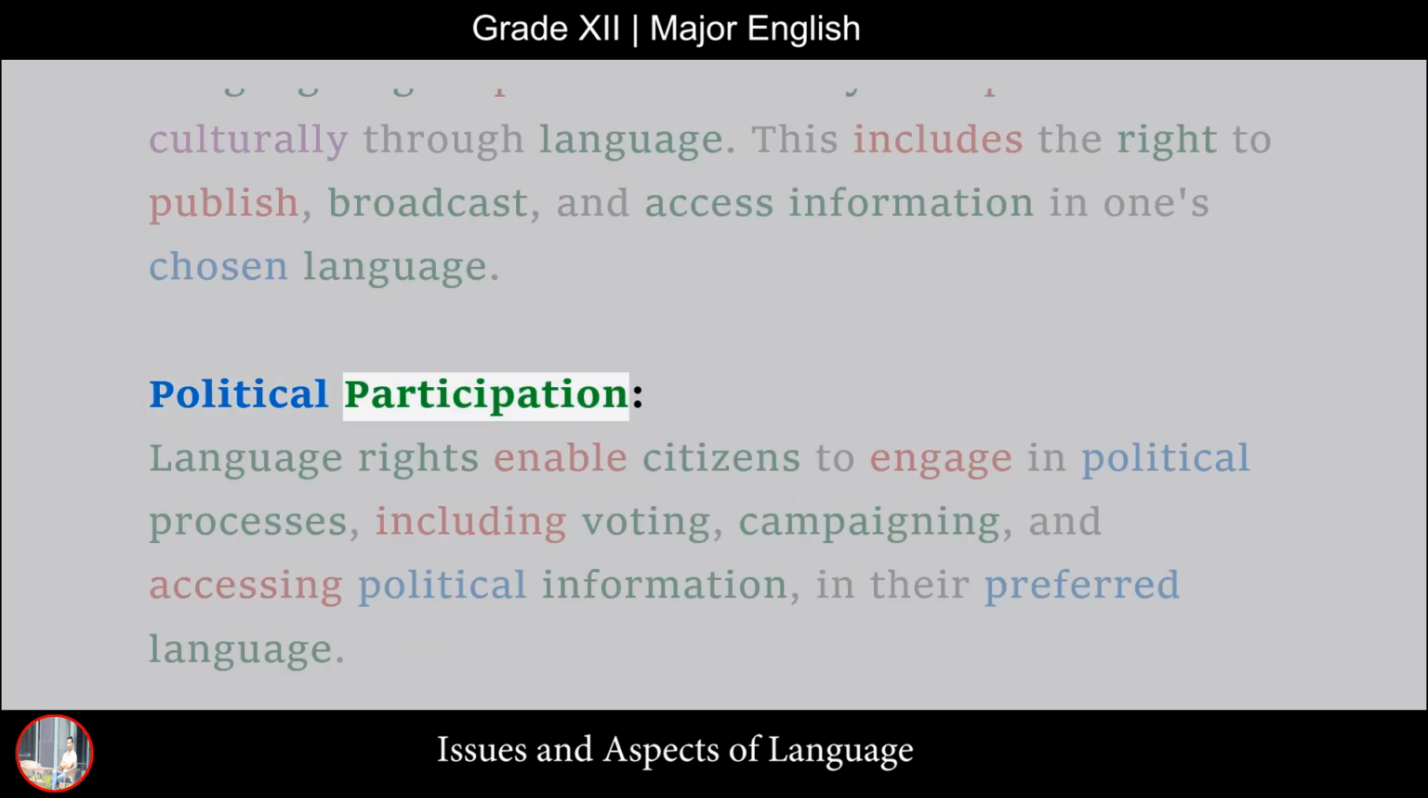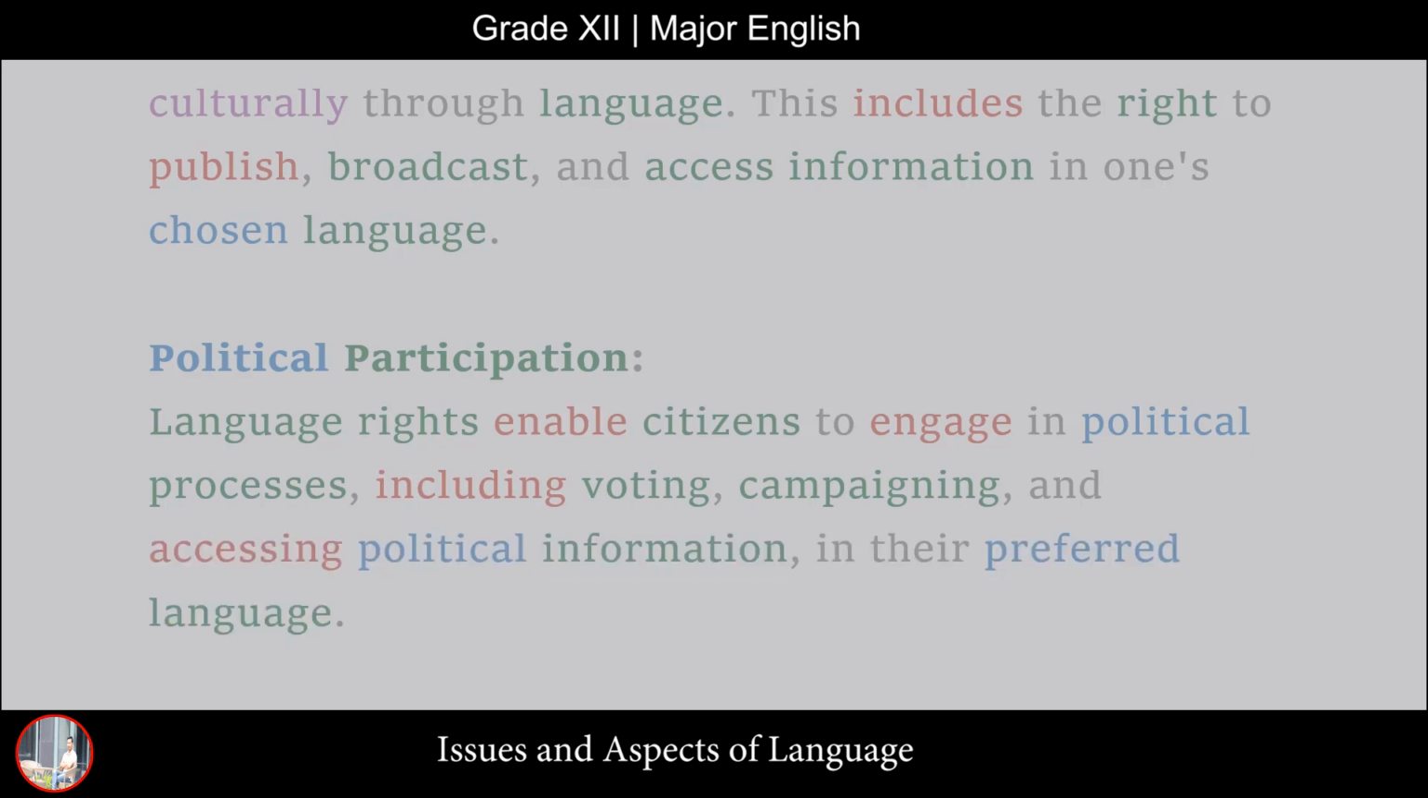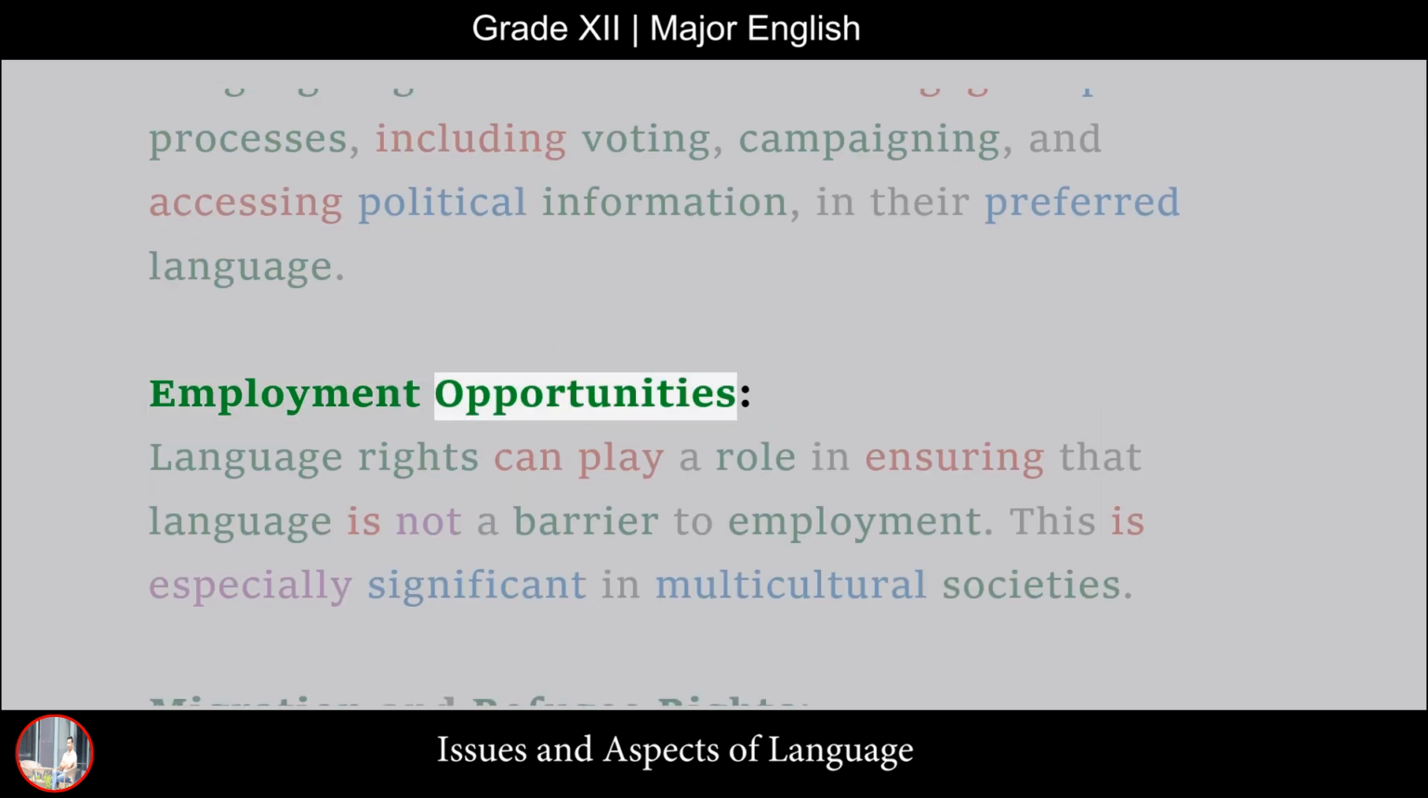Political participation. Language rights enable citizens to engage in political processes, including voting, campaigning, and accessing political information in their preferred language. Employment opportunities. Language rights can play a role in ensuring that language is not a barrier to employment.